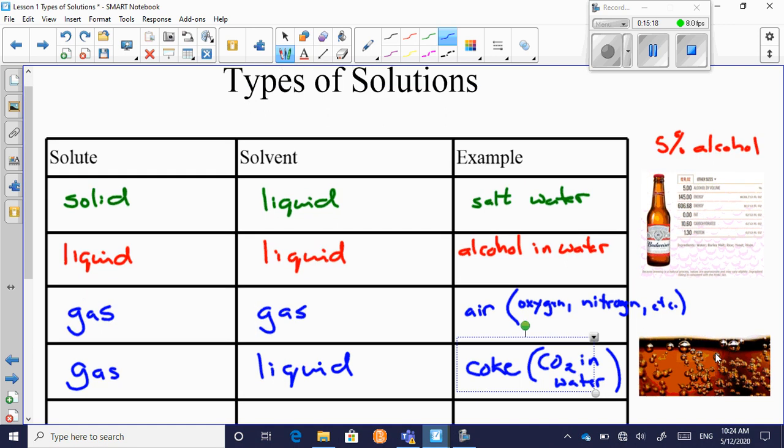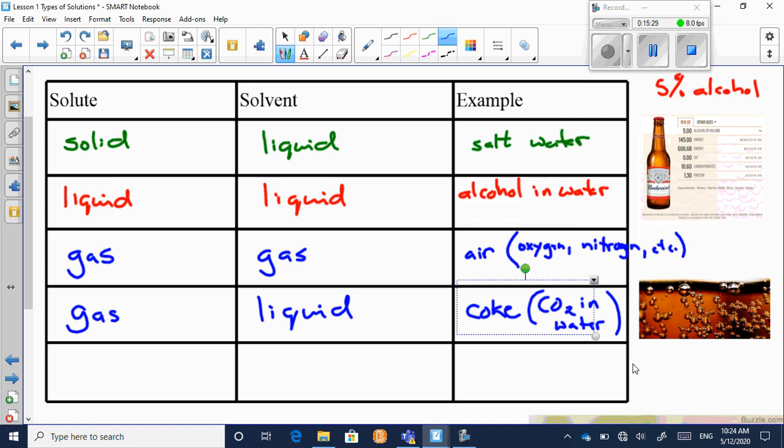Obviously, when you open the Coke or a pop that's been under pressure, it releases some of the CO2, and so you can see it bubbling. But thankfully, if you drink it fairly quickly, some of the CO2 will remain in the solution, and that gives you that feeling on your tongue that a lot of people like. That's the bubbly feeling.